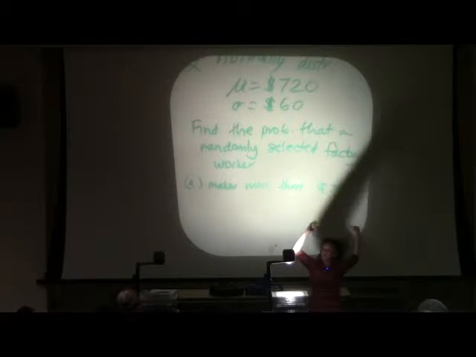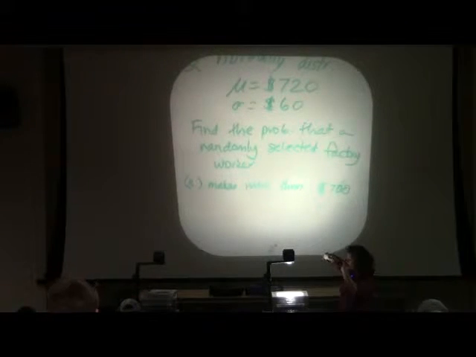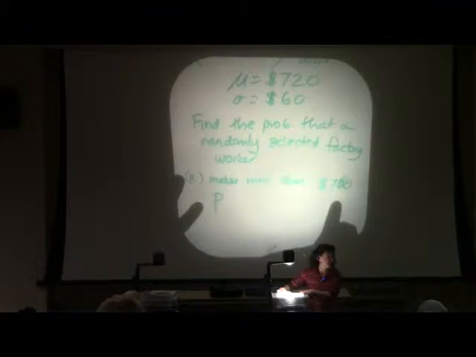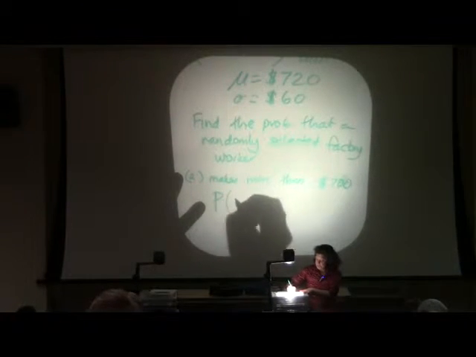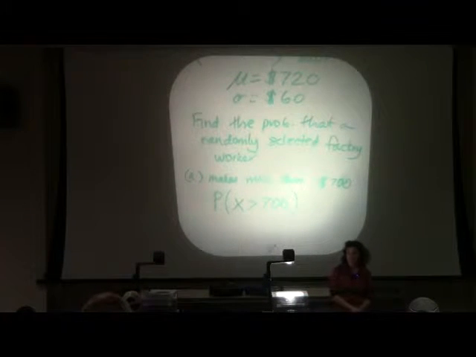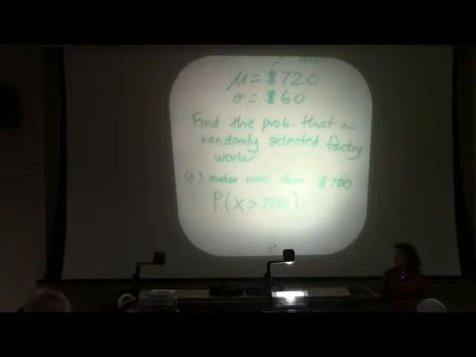So, we know this is a normal distribution, okay? We know our mean is $720, and our standard deviation is $60. Do you guys agree? First thing I'm going to do is translate this. I want to find the probability that X is greater than 700. Do you see how I got that? If you don't, ask, please. You with me there? Okay.